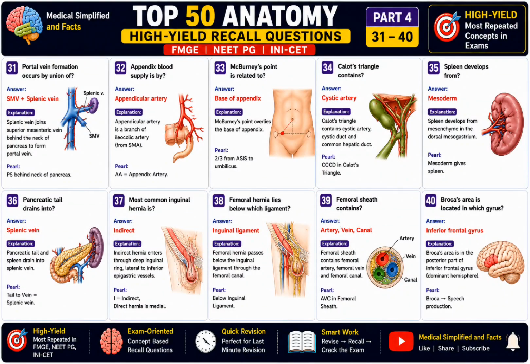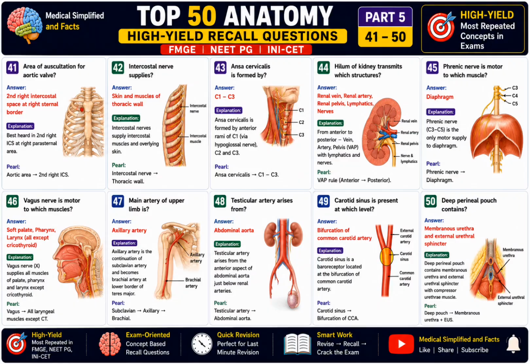Question 39. The femoral sheath contains what? Answer. Artery, vein, and canal. The femoral sheath contains the femoral artery, femoral vein, and femoral canal. Remember it as AVC. Question 40. Broca's area is located in which gyrus? Answer. The inferior frontal gyrus. It's found in the posterior part of the inferior frontal gyrus in the dominant hemisphere, and it's responsible for speech production.